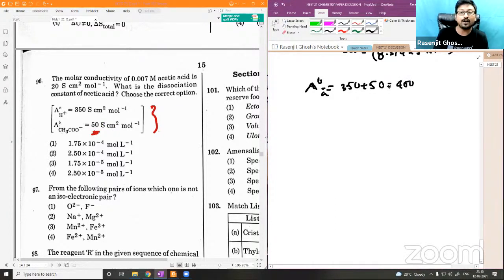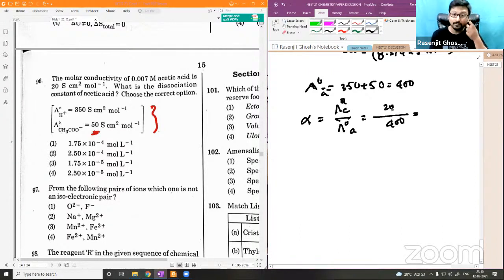That is 400. And how do you calculate the degree of dissociation? Alpha is equal to lambda c, which is given, divided by lambda 0, the infinite dilution value. So I will write here 20 by 400. So that is 1 by 20. 1 by 20 is my alpha.